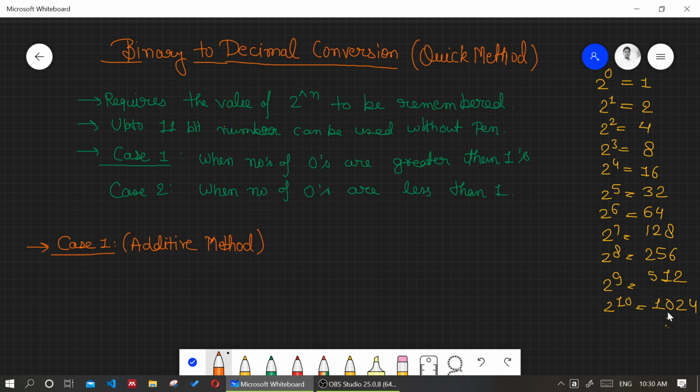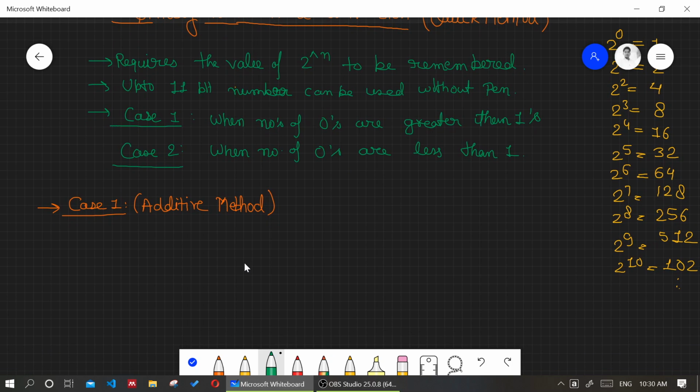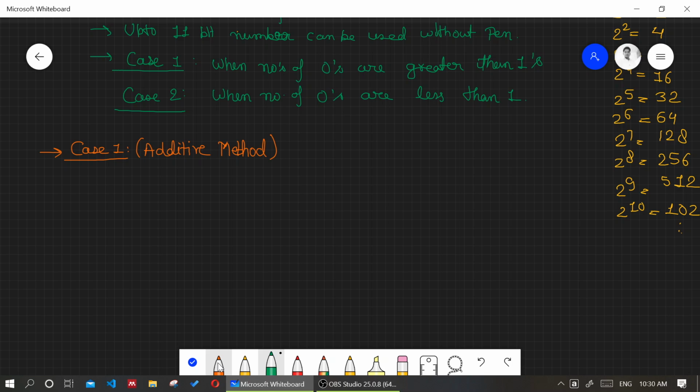Beyond that, you have to remember the powers of 2, and then you have to use some pen and paper for the summations. This particular method comes with two cases. The first case is when the number of zeros is greater than the number of ones, and the second case is when the number of zeros is less than the number of ones. In the first case, we use the additive method. So let's see with an example what the additive method is and how it is used.